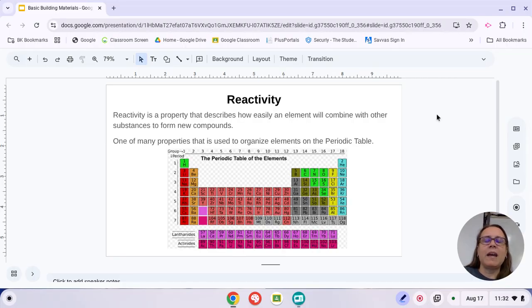Reactivity just means how well will something combine with something else. So how well will that atom interact with other atoms? Okay, and this is one of many things that we use.